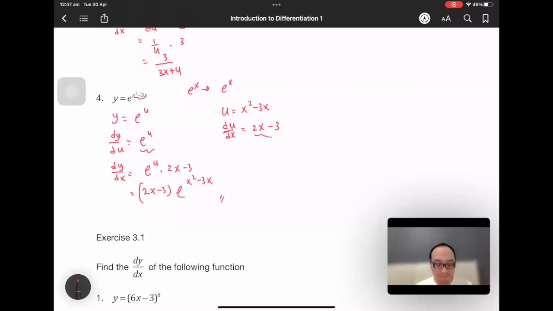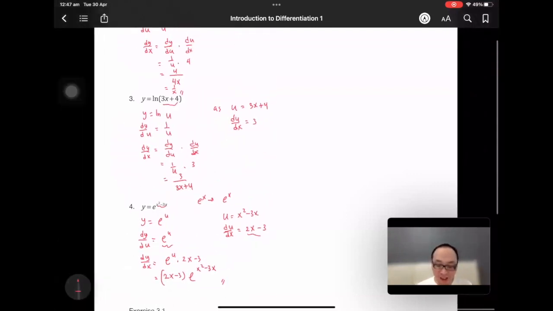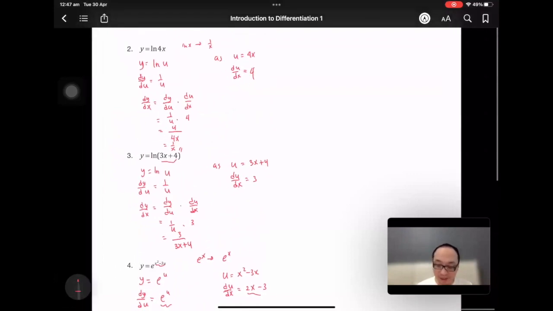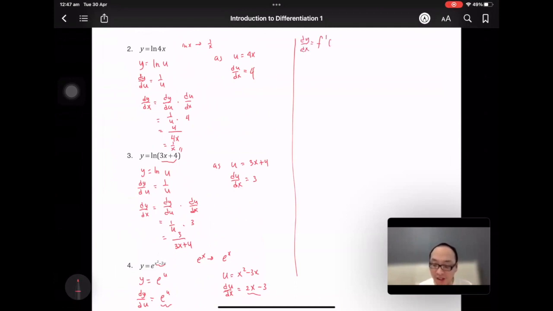Yeah. So if you see, all the examples are following the rule of dy/dx equals f prime of u: you derive the function, times the derivative of u.